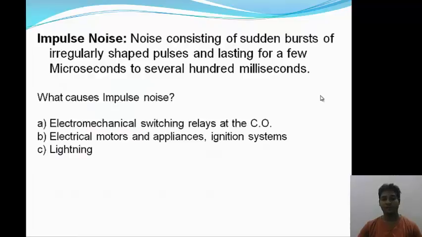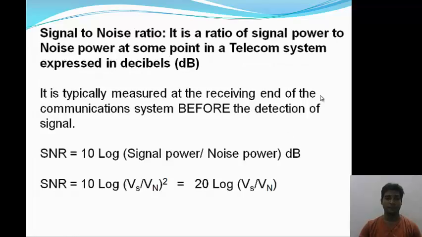What is an impulse noise? A noise consisting of sudden bursts of irregular shaped pulses lasting from a few microseconds to several hundred milliseconds. What is the cause of impulse noise? The electromechanical switching relays at the CO, electrical motors and appliances, ignition systems, and lightning. If a sudden unwanted pulse comes in between the signal, that is called impulse noise.